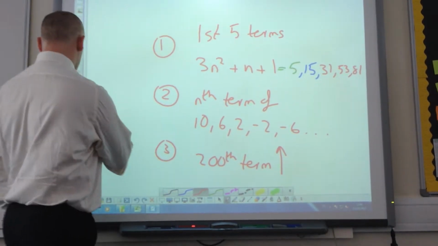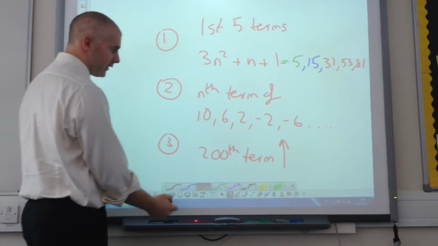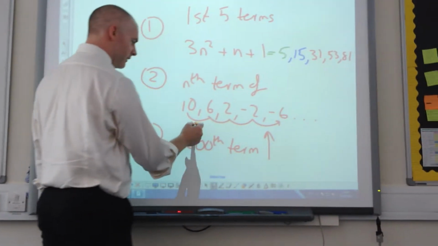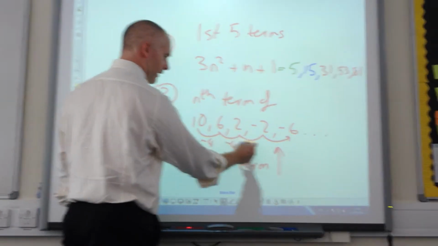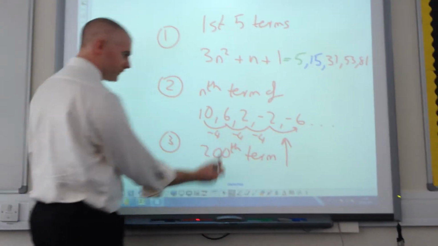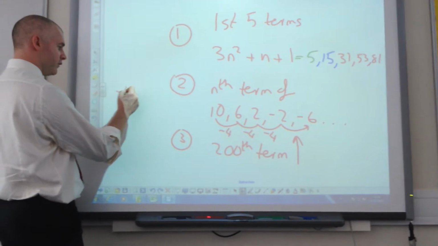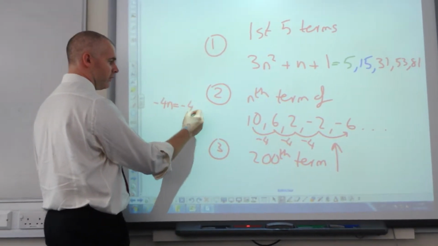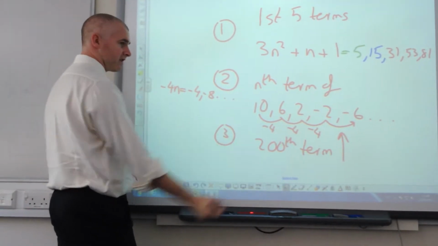The second question you were asked to do is to find the nth term. You look how the sequence is progressing. It's progressing by going down by 4 every time. If it goes down by 4 every time, you write minus 4n, which is the minus 4 times table. Minus 4, minus 8, and so on.